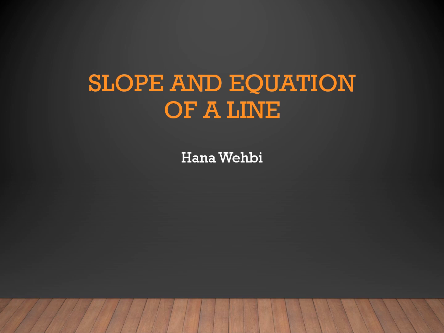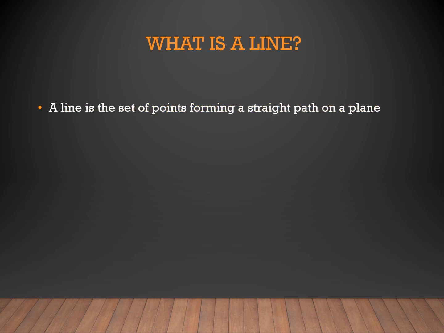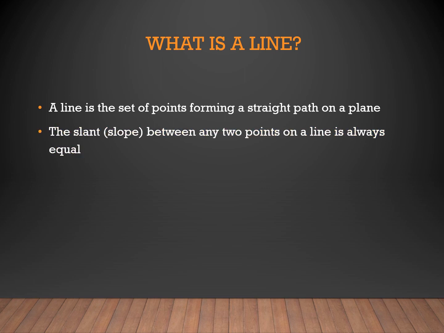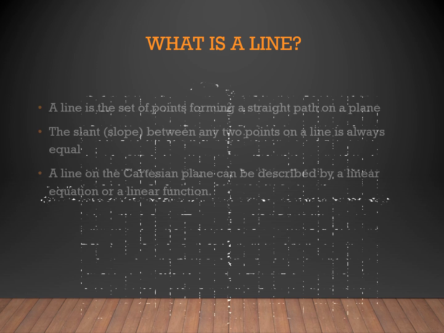Slope and equation of a line. In this video, we're going to see what we mean by a slope and how we write an equation of a line. First of all, let's define what a line is. It's a set of points forming a straight path on a plane. The slope between any 2 points is always equal. And we represent a line by a linear equation or a linear function.